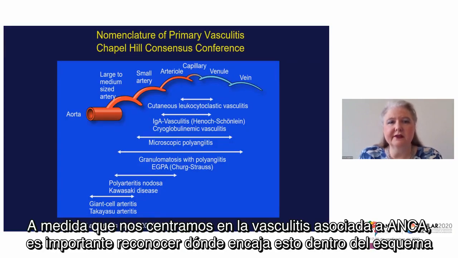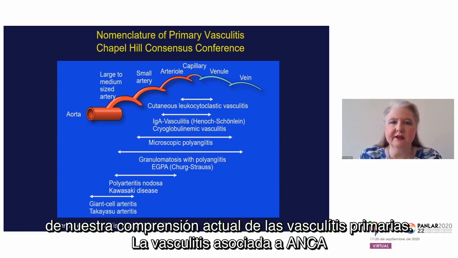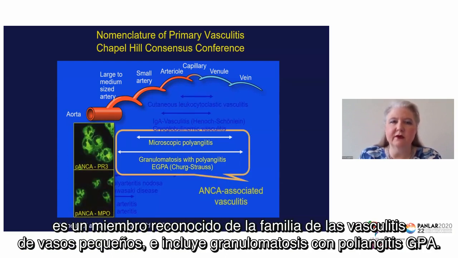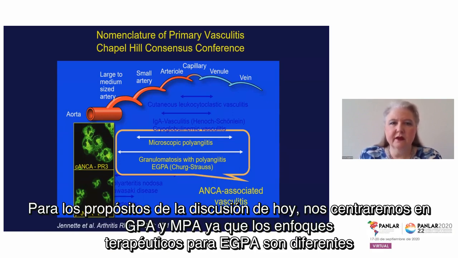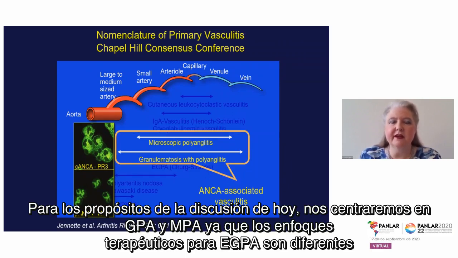As we focus on ANCA-associated vasculitis, it's important to recognize where this fits within the schematic of our current understanding of the primary vasculitic diseases. ANCA-associated vasculitis is a recognized family member of the small vessel vasculitides and includes granulomatosis with polyangiitis, GPA, microscopic polyangiitis, MPA, and eosinophilic granulomatosis with polyangiitis, EGPA, Churg-Strauss. For the purposes of today's discussion, we're going to be focusing on GPA and MPA, as the therapeutic approaches for EGPA are different.